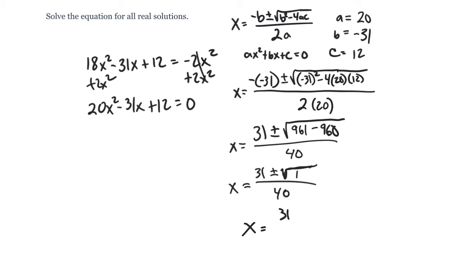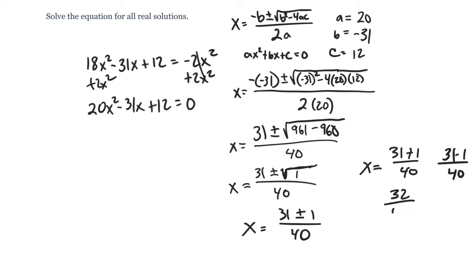I have 31 plus and minus 1 over 40. This is where I would split it up into 2 different problems. I'm going to do this over to the side. x equals 31 plus 1 over 40. And then also we'll do one for 31 minus 1 over 40. 31 plus 1 is 32. 31 minus 1 is 30. And you can do one at a time. You don't have to do them together like I'm doing here.